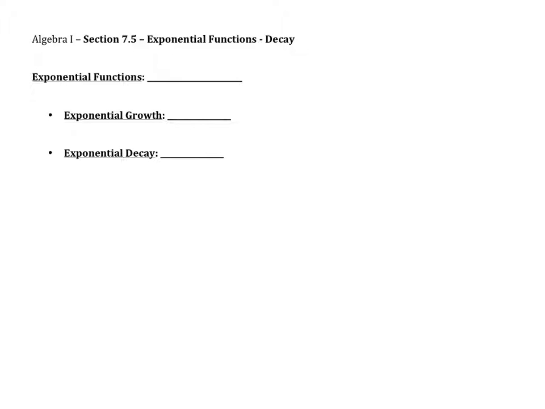In section 7.5, we're going to continue to use exponential functions. However, in the last section, we used them for growth models, meaning when things got bigger. But in this section, we're going to use it for decay models, which means that our amount is actually going to decrease.